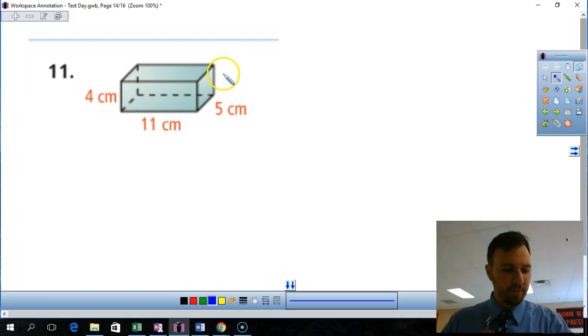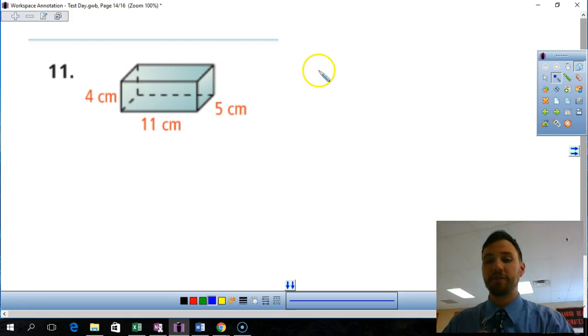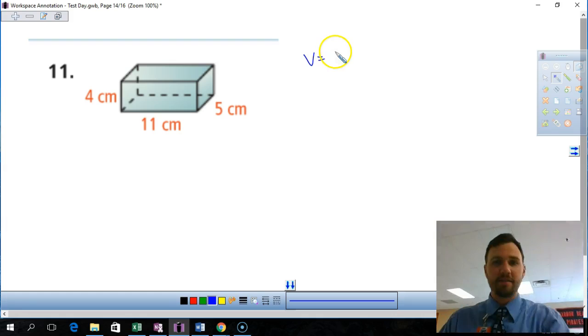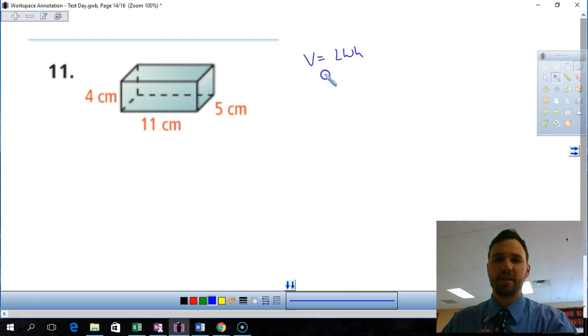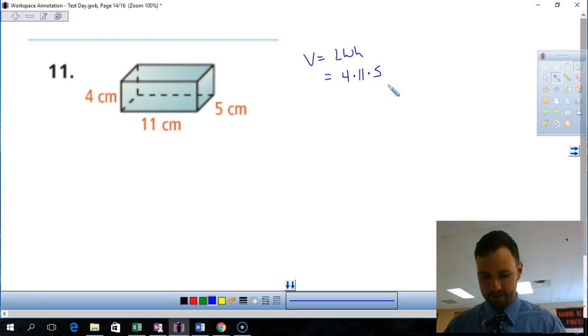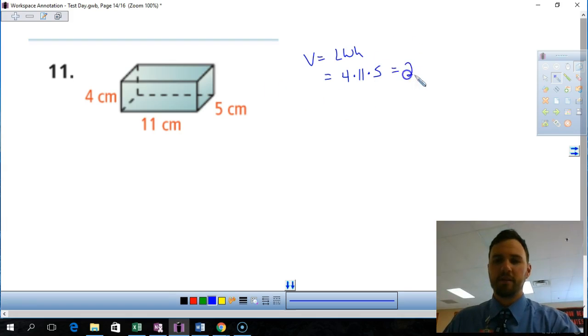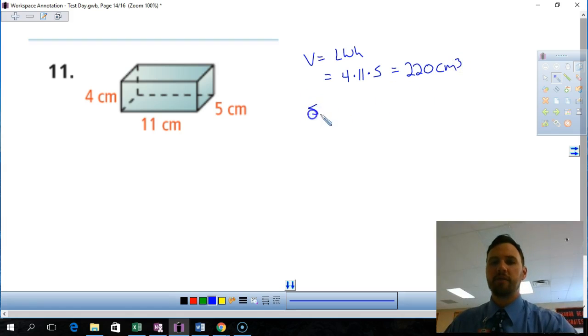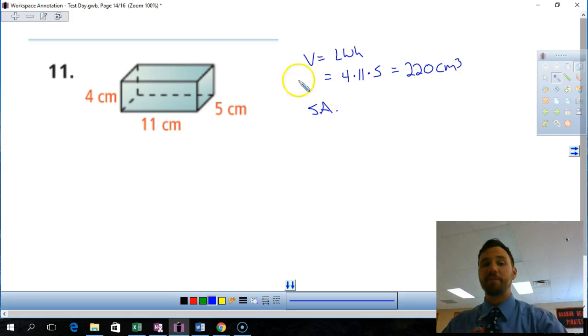All right, here we go. This is number 11 on page 755. Find surface area and volume. First off, for volume, it's a rectangular prism. Just do length times width times height, please. LWH. So for this one, I'm going to do 4 times 11 times 5. Order doesn't matter. 55 times 4 is 220. 220 centimeters cubed.